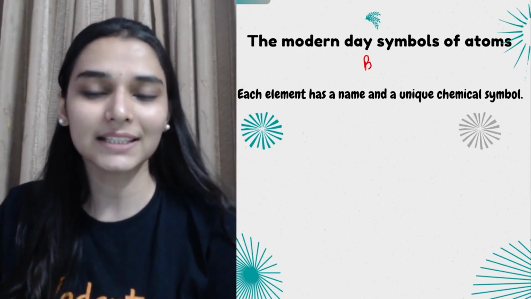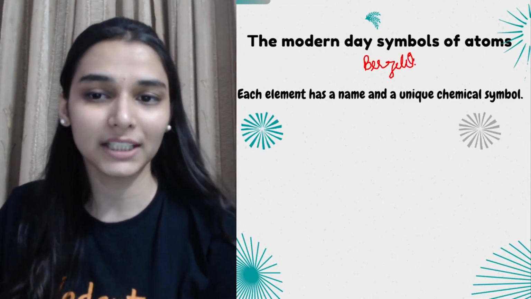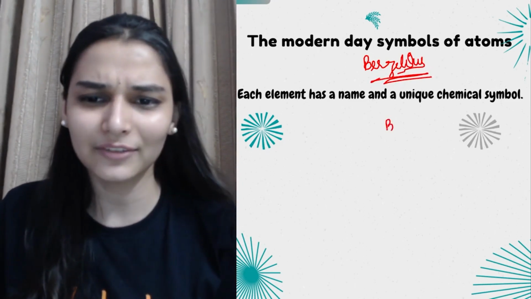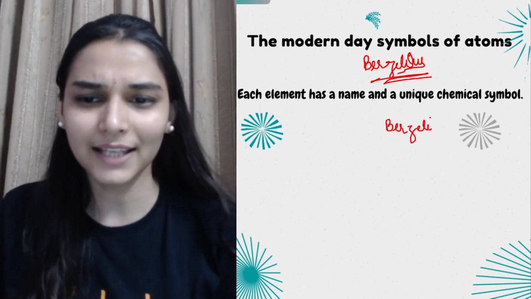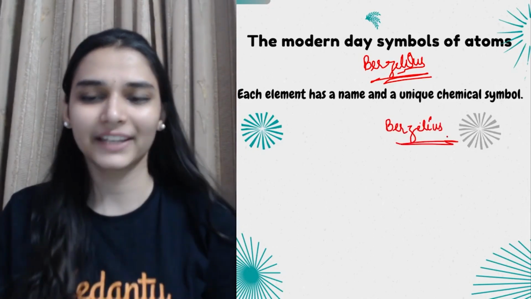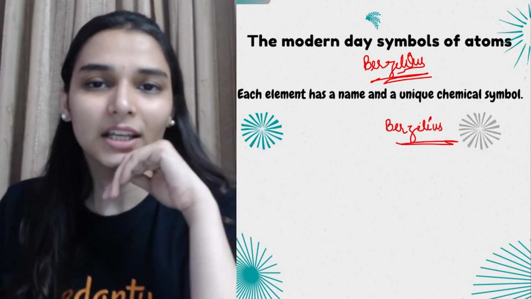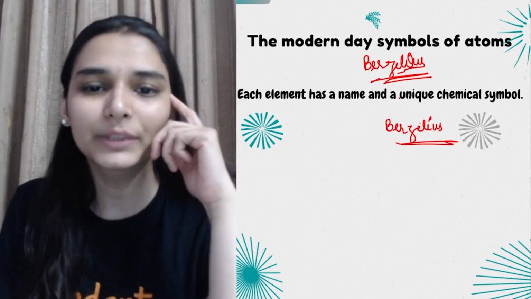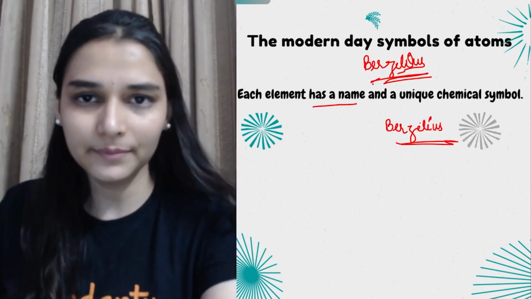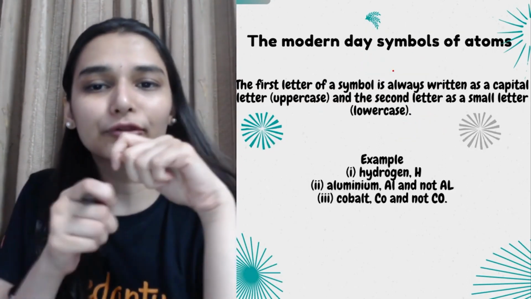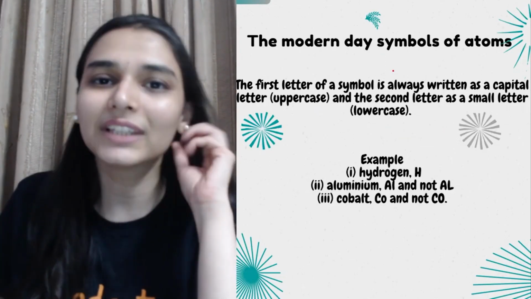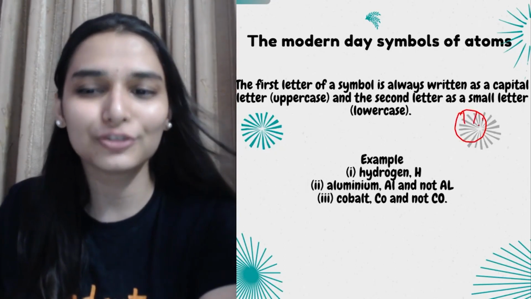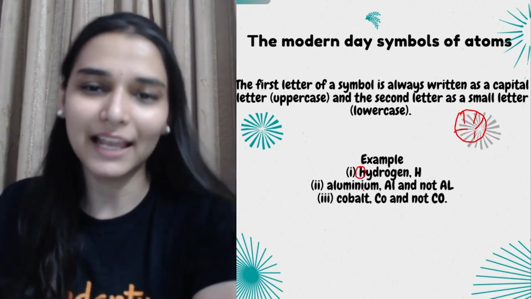So the next scientist who gave an idea was Berzelius. Ma'am's handwriting is not coming very good today, let me try again. Good now? Fine. Okay, Berzelius said that it is very complicated to draw symbols like that. So let's do one thing: each element has a name, right? So let's pick the first letter of the element's name as its symbol. For example, hydrogen: why draw it like that? Simply take the first alphabet, H.